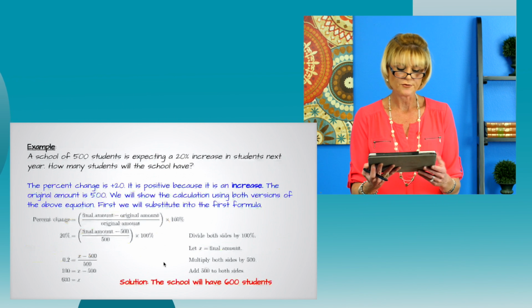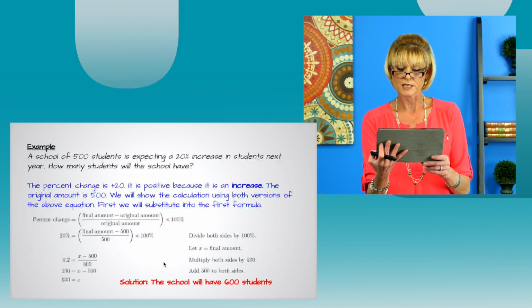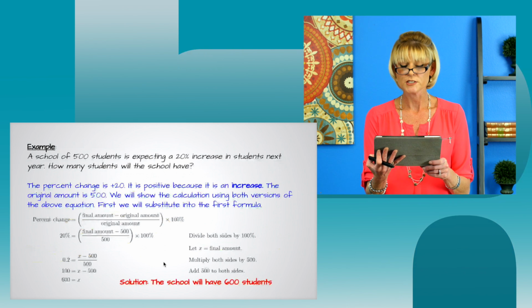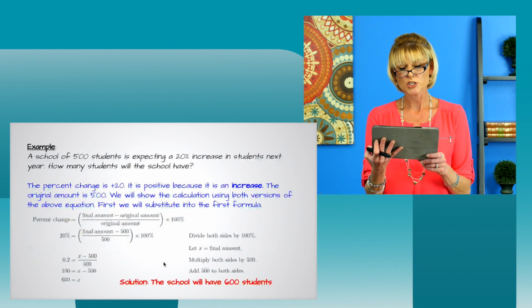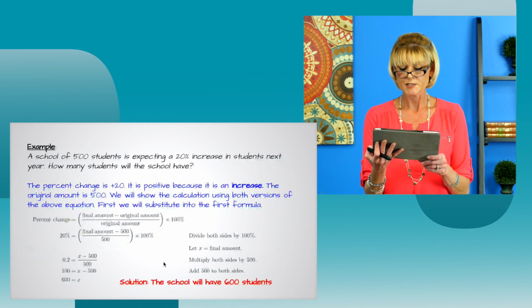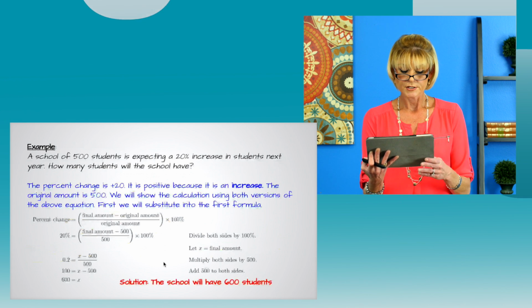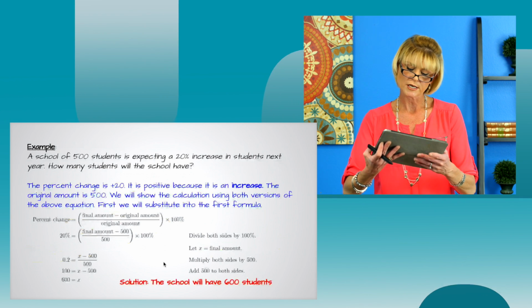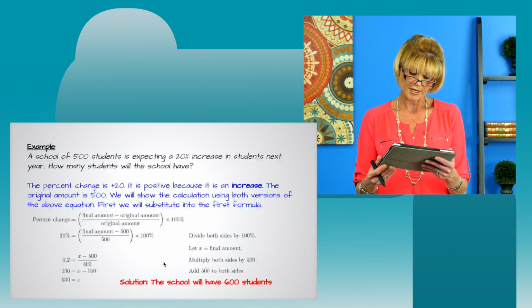Here's an example. A school of 500 students is expecting a 20% increase in students next year. How many students will the school have? The percent change is plus 20%. It's positive because it is an increase. The original amount is 500, and we're going to show the calculation using both versions of the equation.